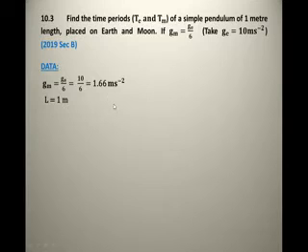Okay, then help me further to solve the question. What is our requirement? Time of simple pendulum on Earth and time of simple pendulum on Moon. So we have to find these two.